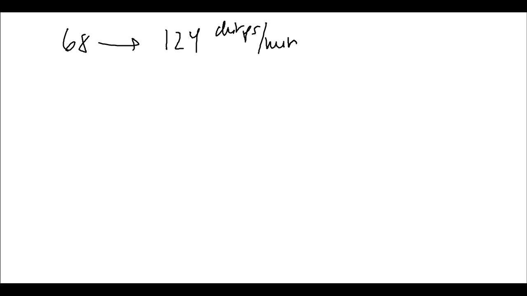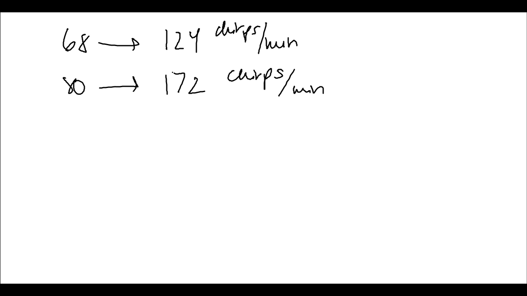So let's just write that down. When it's 68 degrees out, they make 124 chirps per minute. And when it's 80 degrees out, they make 172 chirps per minute. And then the book asks you to find an equation that relates the temperature to chirps per minute.